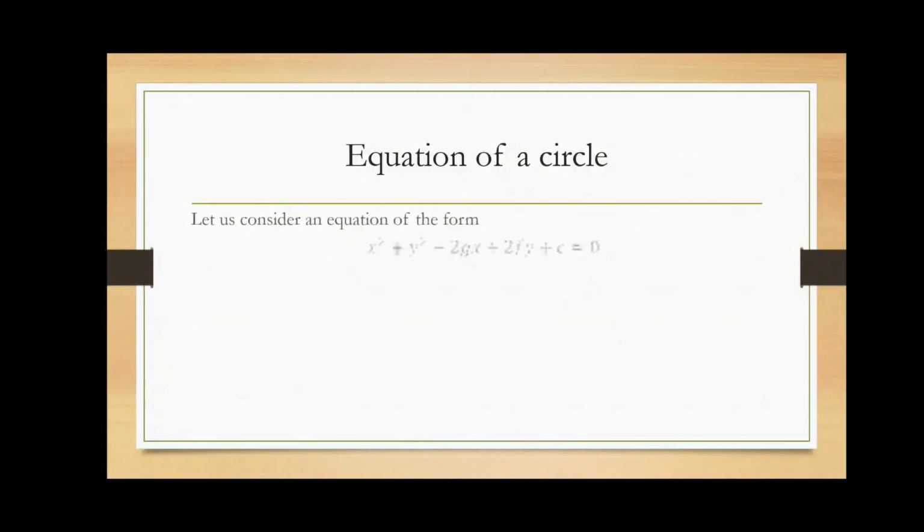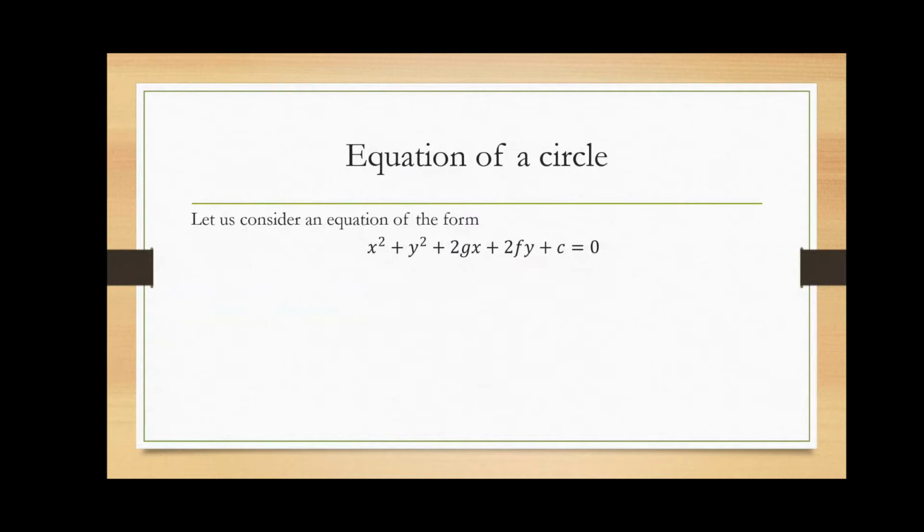The first form that we are going to talk about is this. This is exactly something which you have already seen in the problems, that we have equations of the form x² + y² + 2gx + 2fy + c = 0.